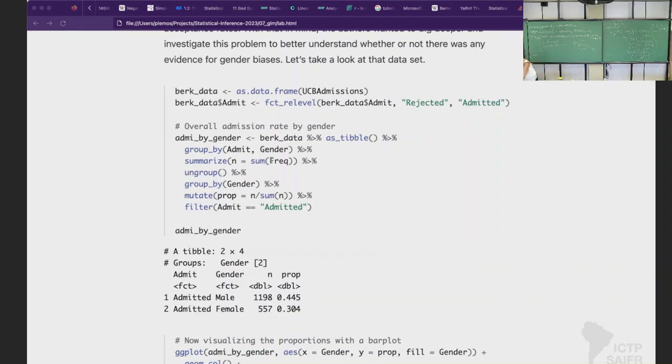You might need to install tidyverse if you don't have it yet, and forcats.